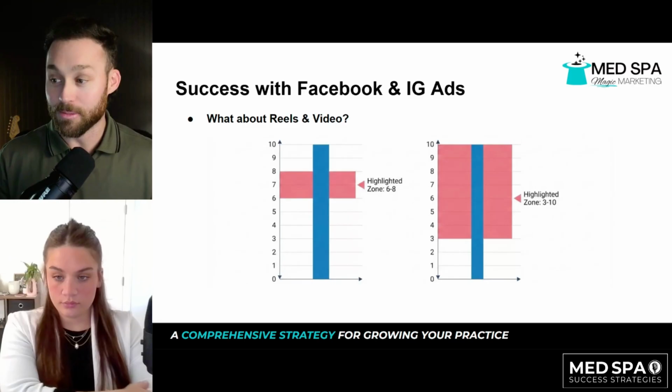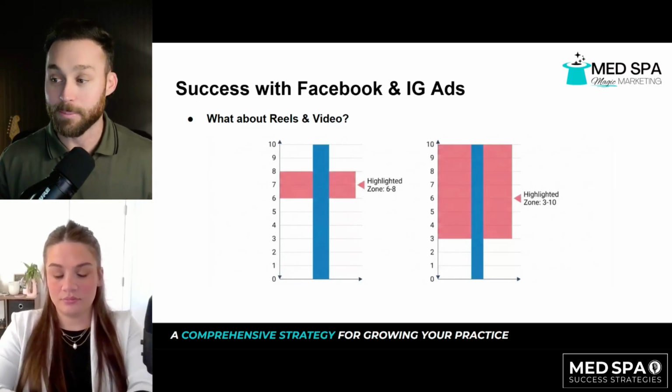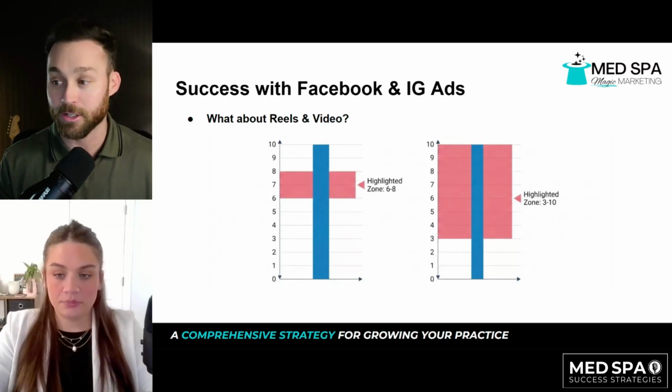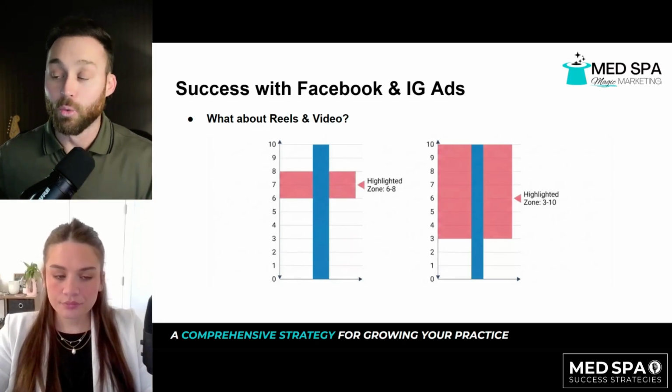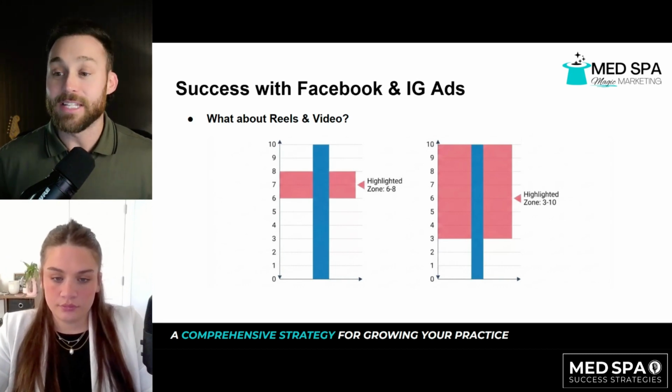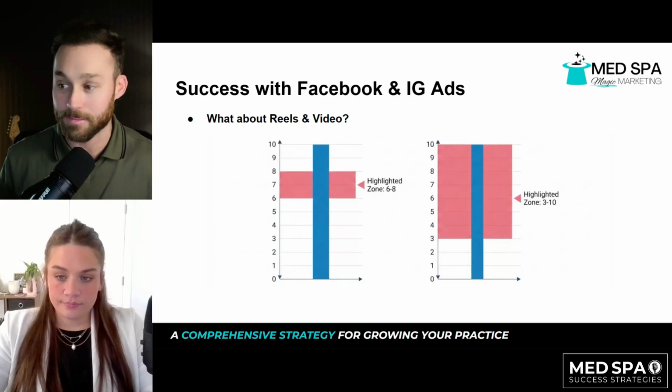In sports terms, I'd say your static image ad is your game-manager quarterback. It's the person who's not going to throw a ton of interceptions. They're not going to do something incredible, but they're not going to lose you the game. A reel or a video ad, I would say, has higher top-end potential and lower bottom-end performance capabilities.